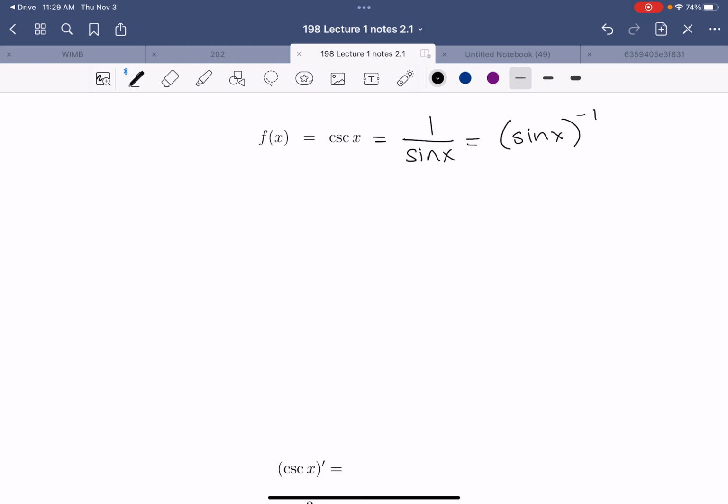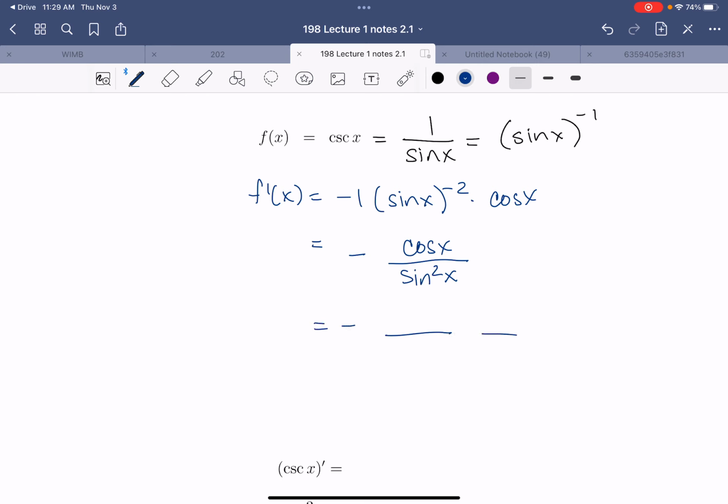So the derivative here is negative 1 sine x to the negative 2. And the derivative of sine is cosine. That means I get a negative out front. The sine squared moves to the bottom, and the cosine is up top. Now I'm going to rewrite this. I'm going to put the cosine of x over here, with a 1 here, and I'll put a sine underneath each one.